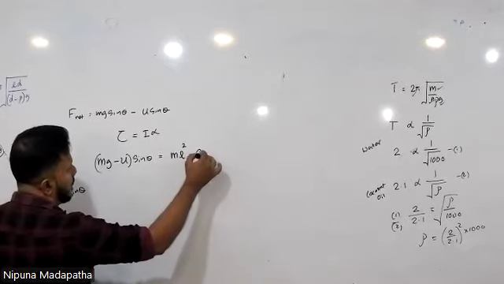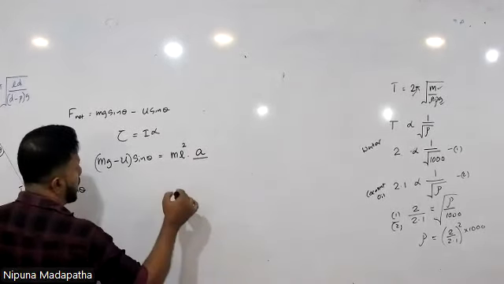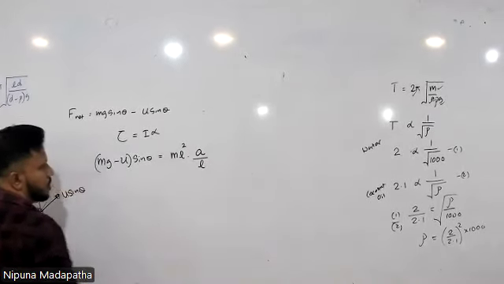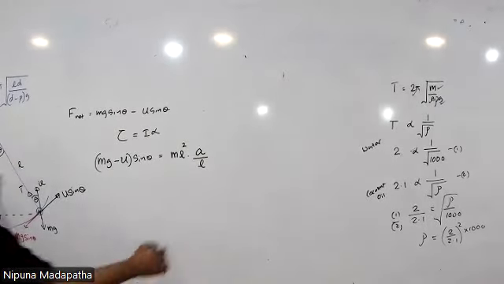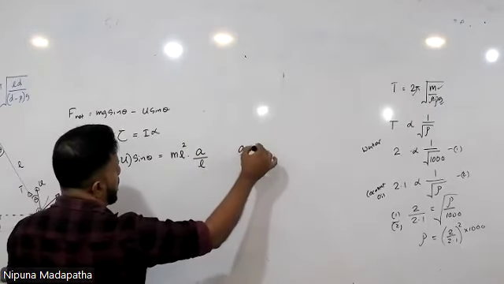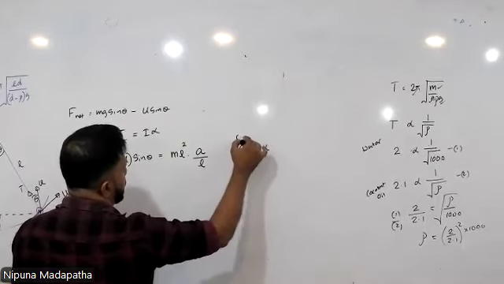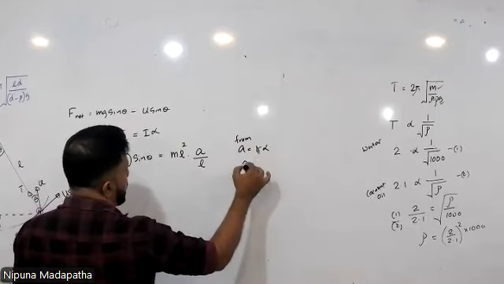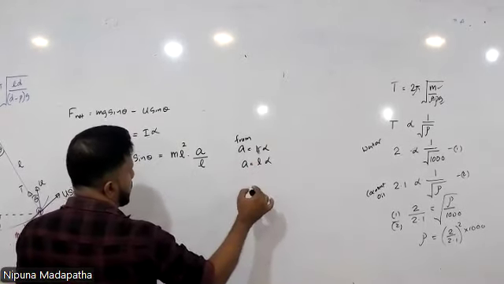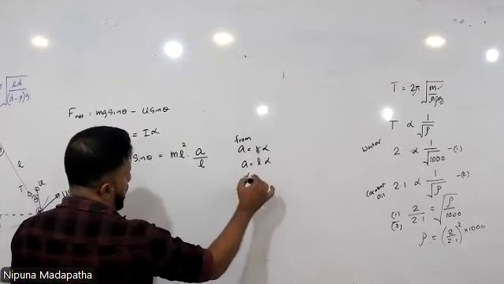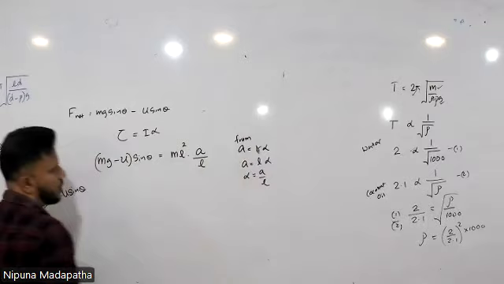Alpha is linear acceleration over radius, and the radius is L. This comes from the equation a equals r alpha. So a equals L alpha, and alpha is a over L.